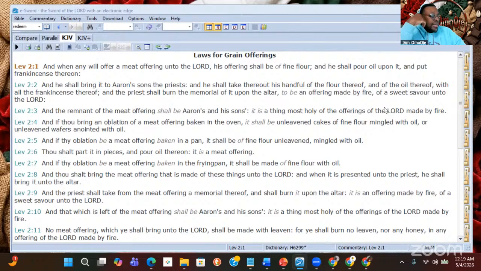And he shall take thereout his handful of flour thereof, of the oil thereof, with all the frankincense thereof, and the priest shall burn the memorial of it upon the altar, to be an offering made by fire of a sweet savor unto Jehovah. And the remnant of the meat offering shall be Aharon's and his sons. It is a thing most holy of the offerings of Jehovah made by fire.